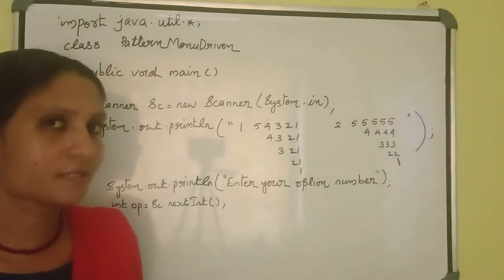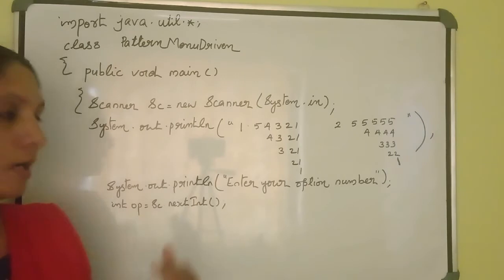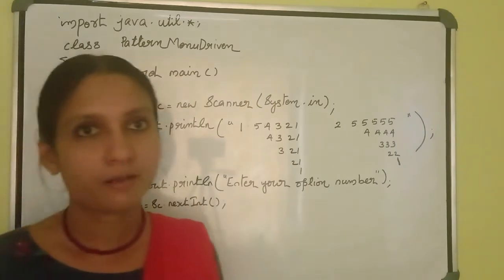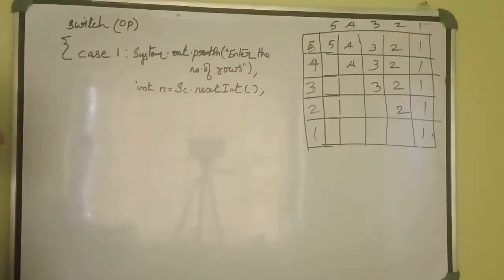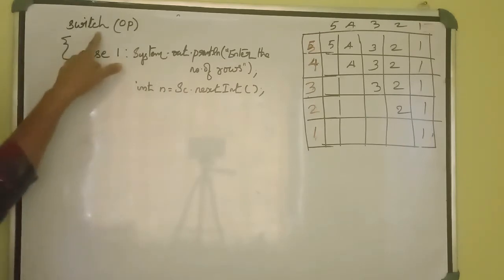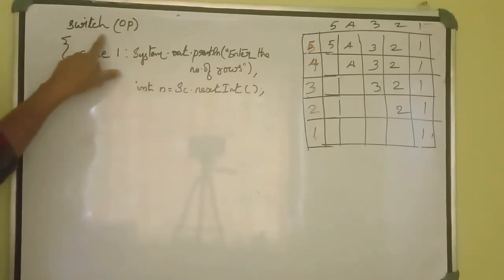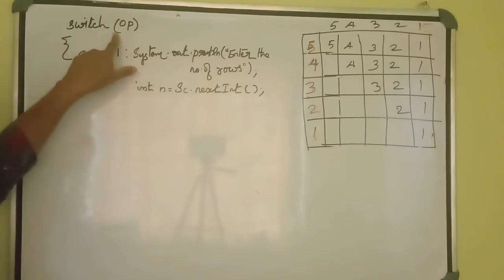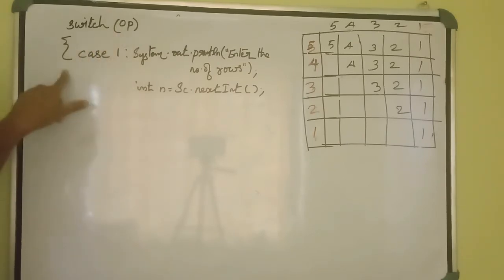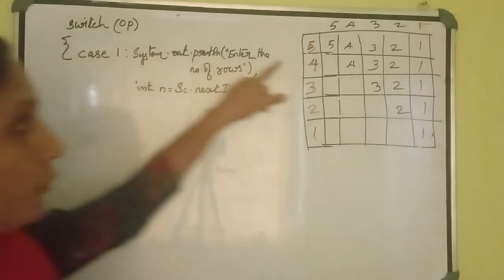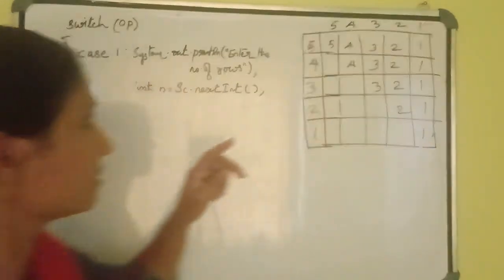I think you have understood these things. After that, what is the next step? You need to pass the option number to the switch statement. Okay, let's continue with the switch statement. How can you start a switch statement? switch(op), in brackets you give op. Then case 1, open the curly bracket. For the first case, we know how to print this one. This is the first case pattern.